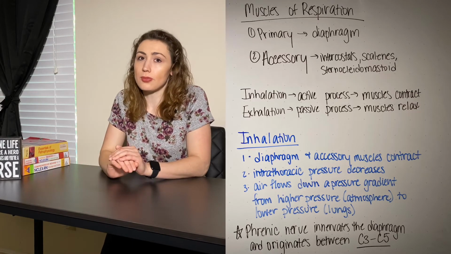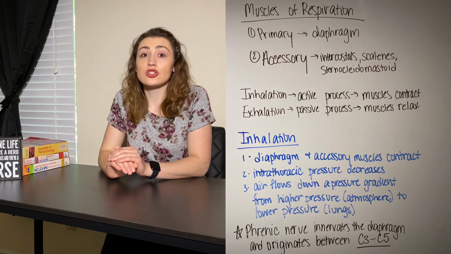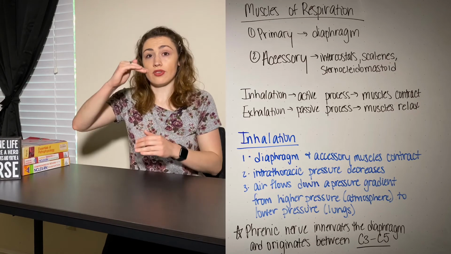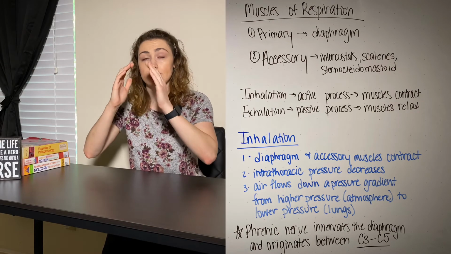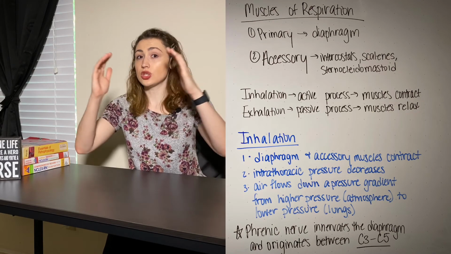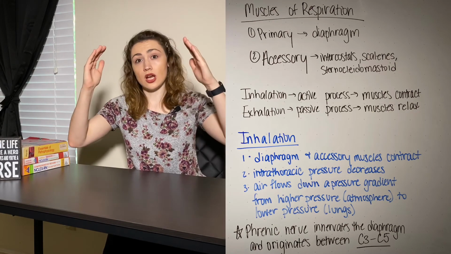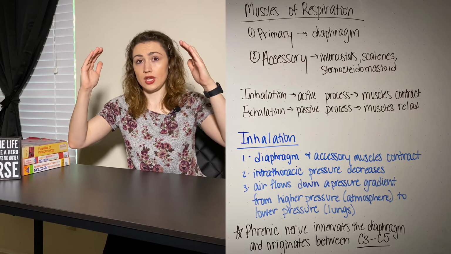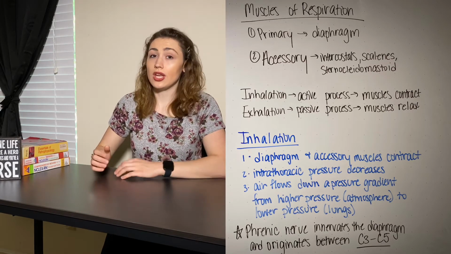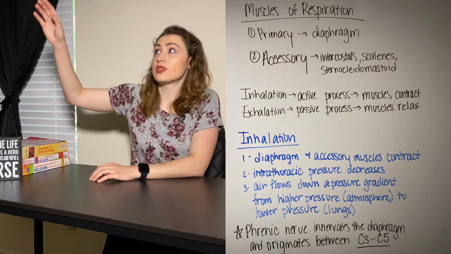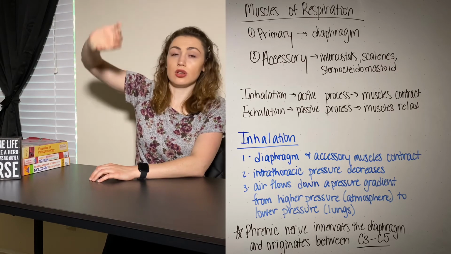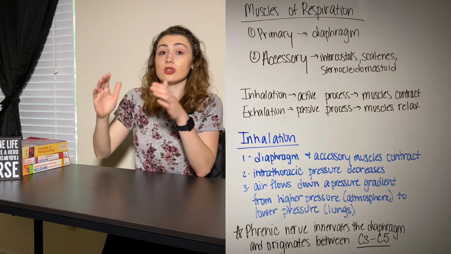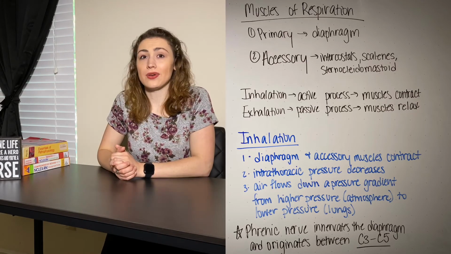So let's talk about the process of inhalation. So when you inhale, your diaphragm contracts and lowers, and your intercostals, your scalenes, and your sternocleidomastoids can contract. They lift up your ribs and your thoracic cage. This creates a negative pressure in your lungs. Air flows from high pressure in the atmosphere down its pressure gradient to low pressure in your lungs and fills your lungs with air. And then when you exhale, the reverse is true.